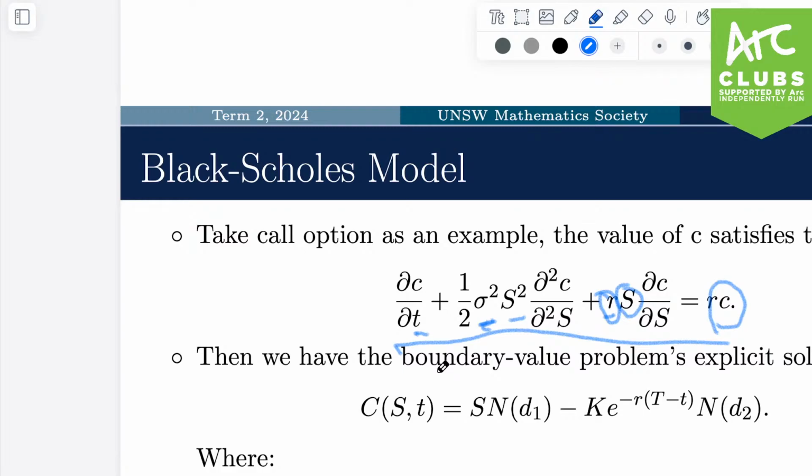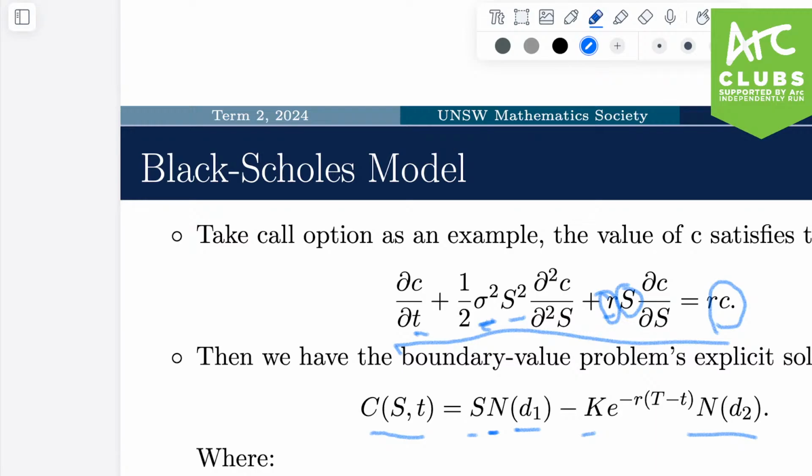So then we will have the boundary value problem with an explicit solution. So C(S,T) is equal to S N(d1) minus K e^(-r(T-t)) N(d2). Here N is the normal distribution, and this is how we define d1 and d2.